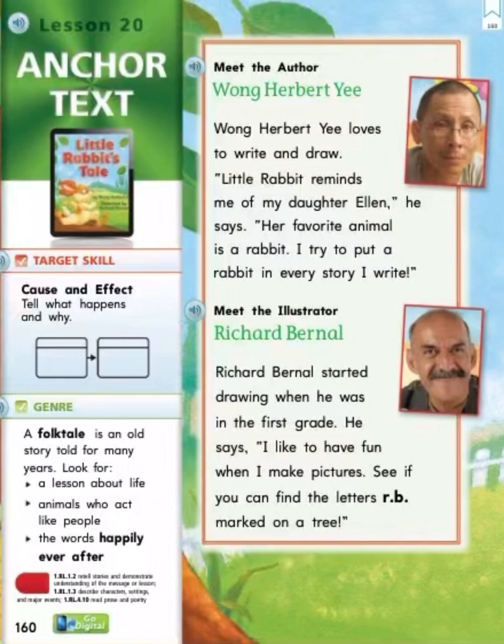Meet the illustrator, Richard Burnham. Richard Burnham started drawing when he was in the first grade. He says, I like to have fun when I make pictures. See if you can find the letters RB marked on a tree.